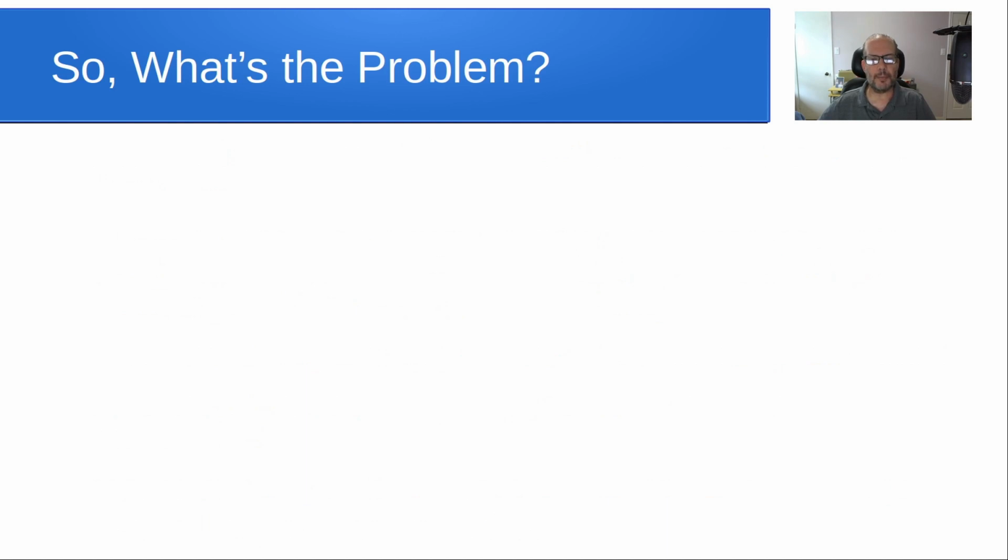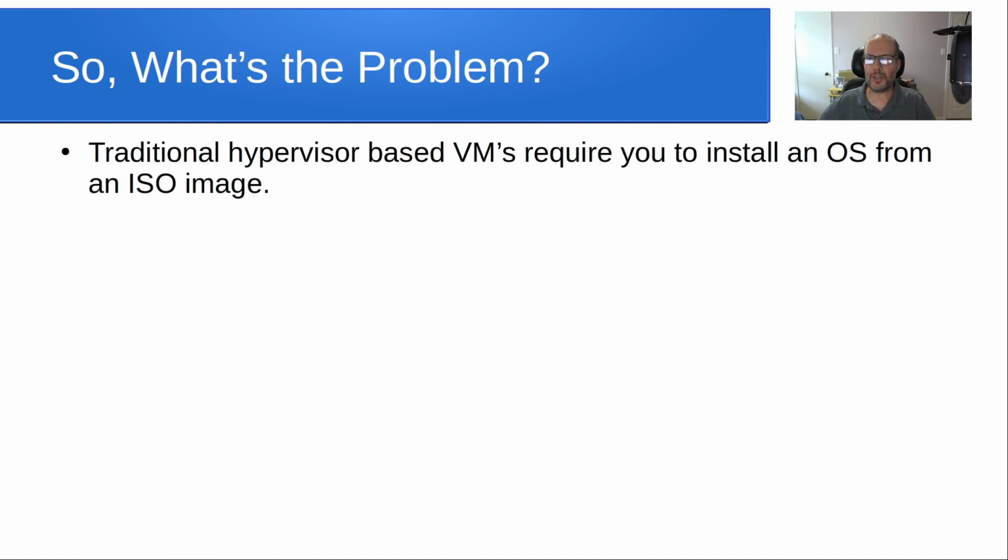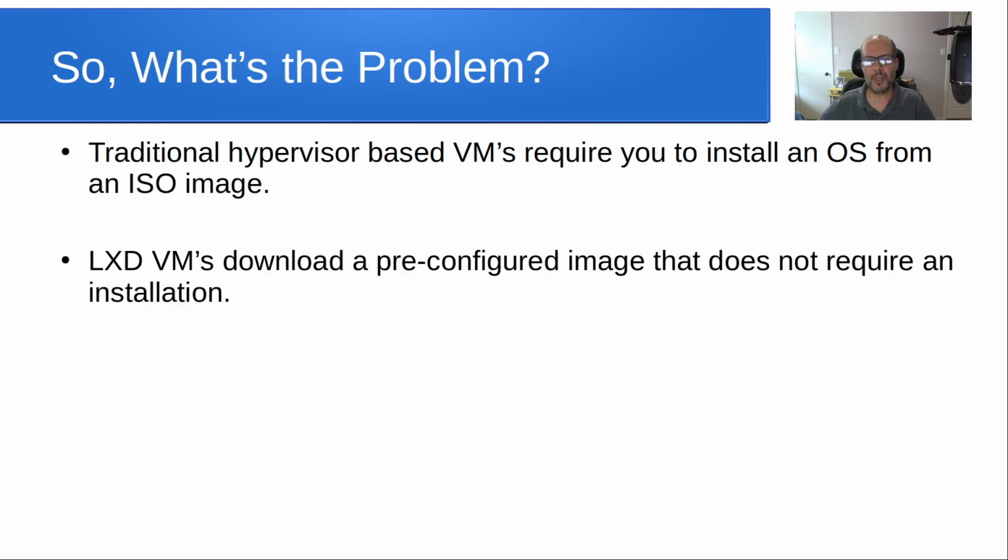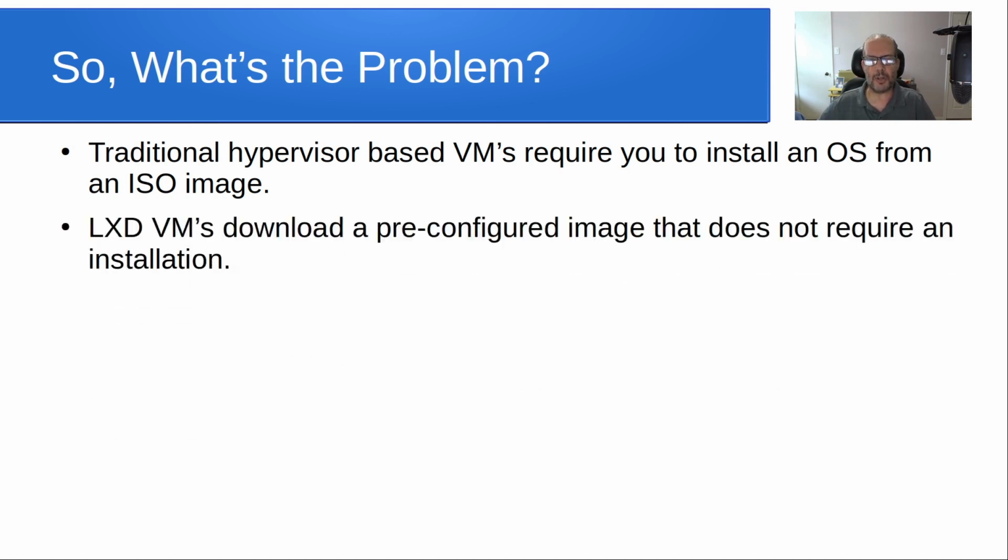So what's the problem with this? Well, traditional hypervisor-based virtual machines require you to install the operating system from an ISO image. So you go through all the steps of installing the operating system just as though you were on bare metal, and that's what most people are used to when they create a virtual machine. They create the virtual machine and then they do the operating system installation. But LXD VMs don't work that way.